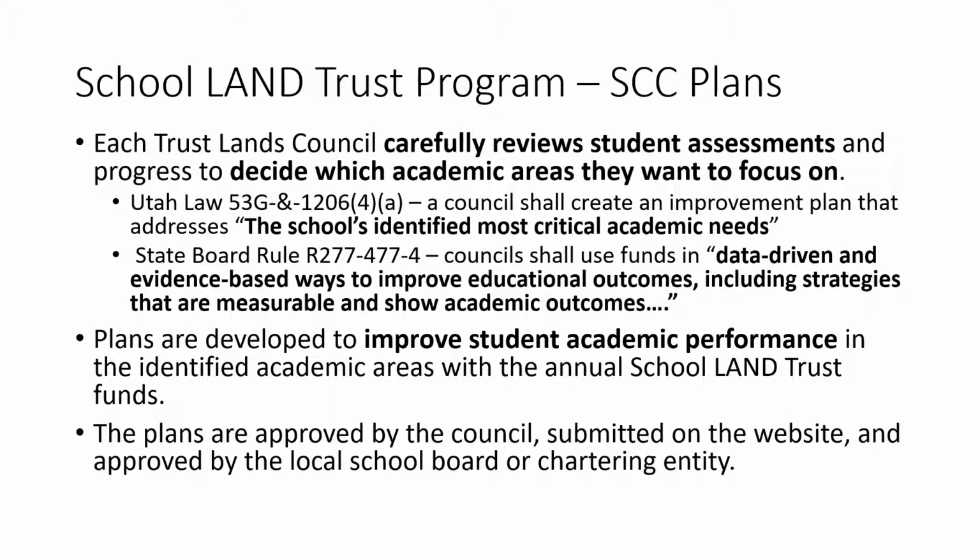The Utah law says that schools will identify an area of most critical academic need, and councils should use funds in data-driven and evidence-based ways to improve educational outcomes, including strategies that are measurable and show academic outcomes. Meaning that school trust lands plans should be focused on student academic performance as measured by student assessments, academic assessments.